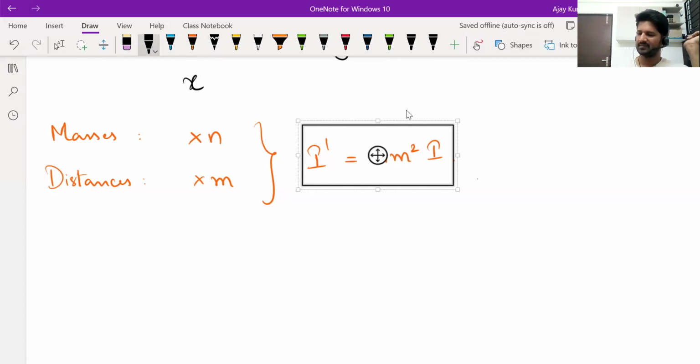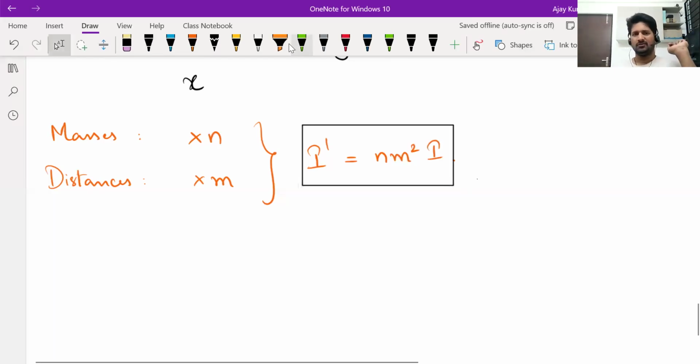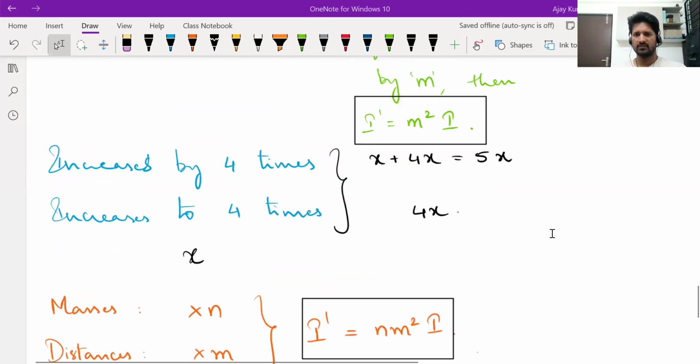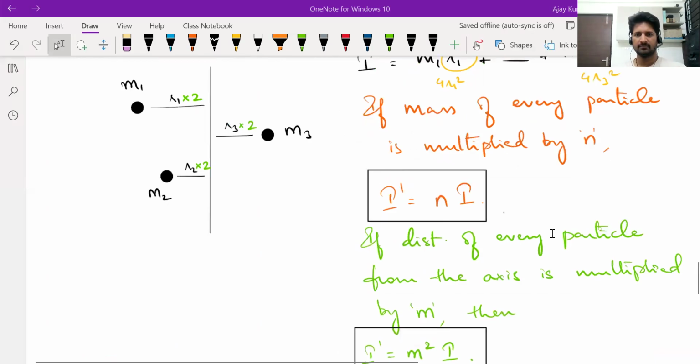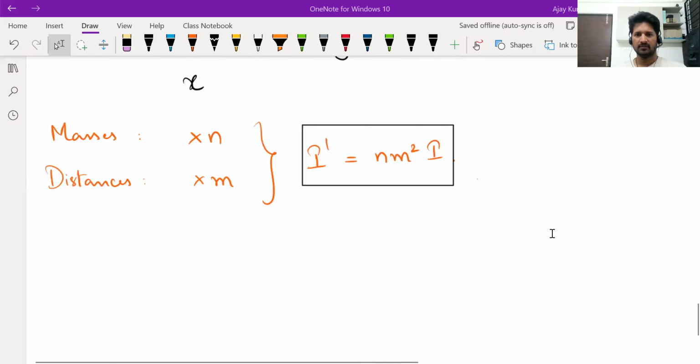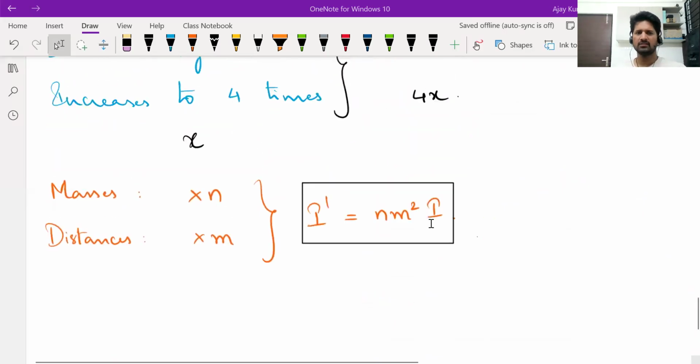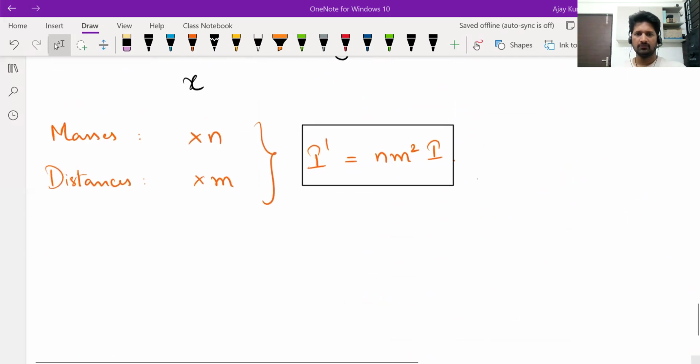Okay. Is this clear to all of you? Pawan, did you understand? Yes. Okay. Aishwarya, is it clear? Yes, sir. Fine. Let's make use of this. Okay, note this down first. If all masses are multiplied by a certain number and all distances are multiplied by a certain number, then what happens to the moment of inertia?